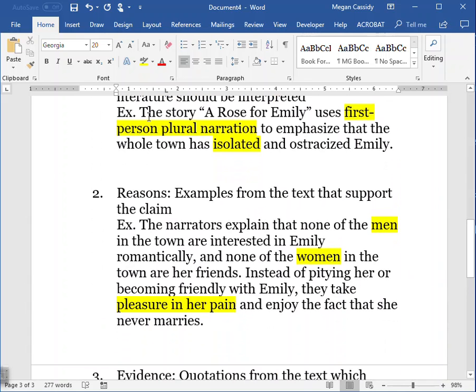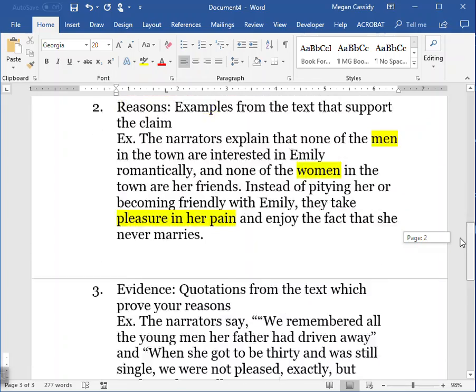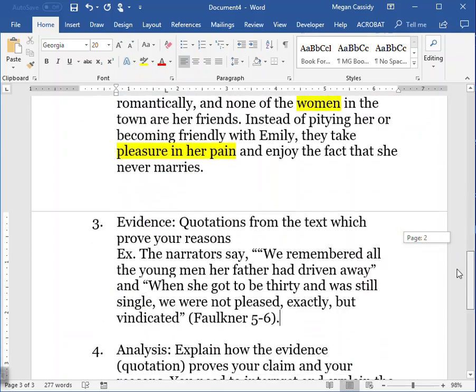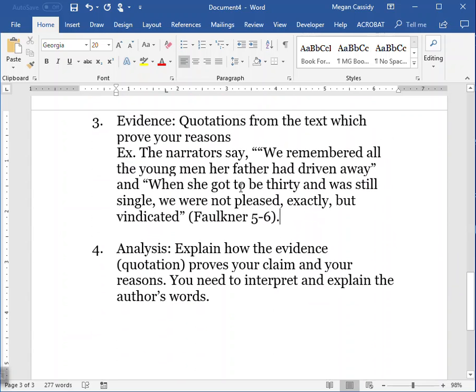So they'll have the claim and the reasons and a lot of explanation, but no actual evidence. Every time you do a journal entry or a discussion board post, you need to be including evidence from the text to support your claim.